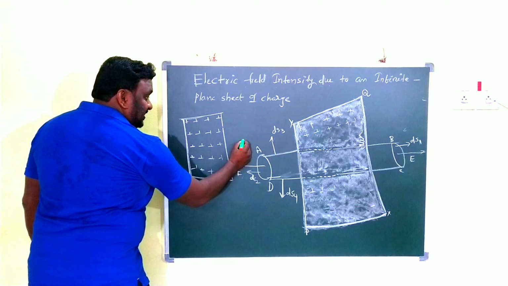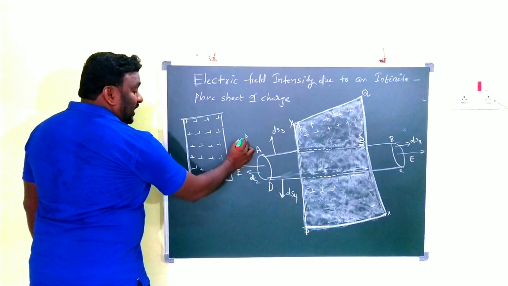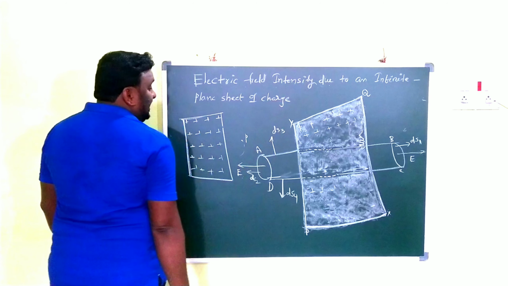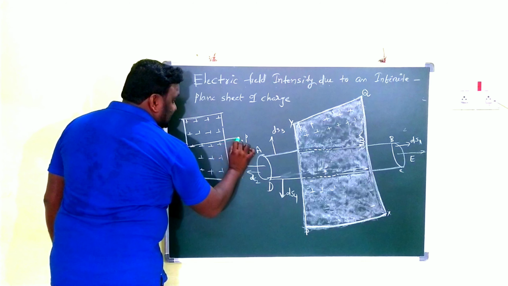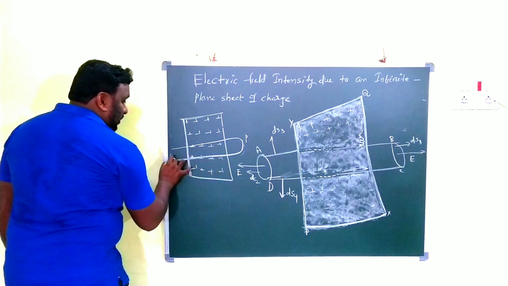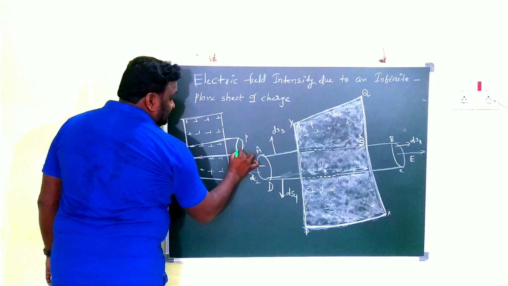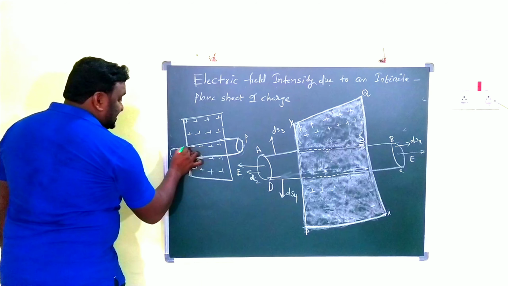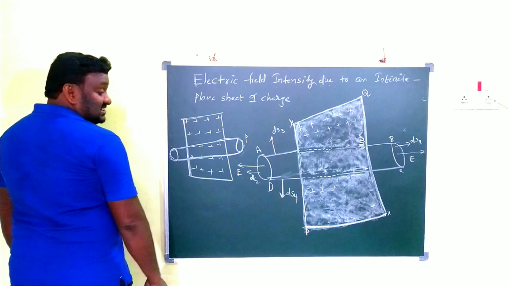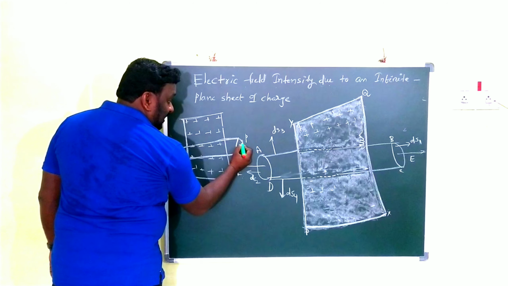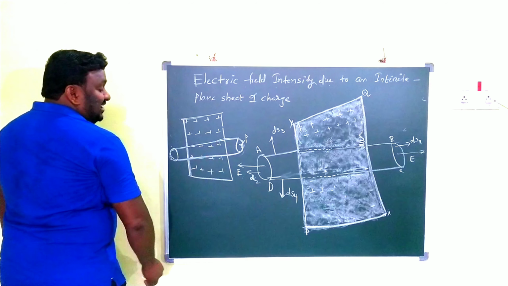This is the point P here. At this point P, we have to explain the electric field intensity. For that, I imagine one Gaussian surface. So this is the Gaussian surface. That should be a cylindrical Gaussian surface. What have we taken? Cylindrical Gaussian surface. So this is the point P. At this point P, we have to measure the electric field intensity.